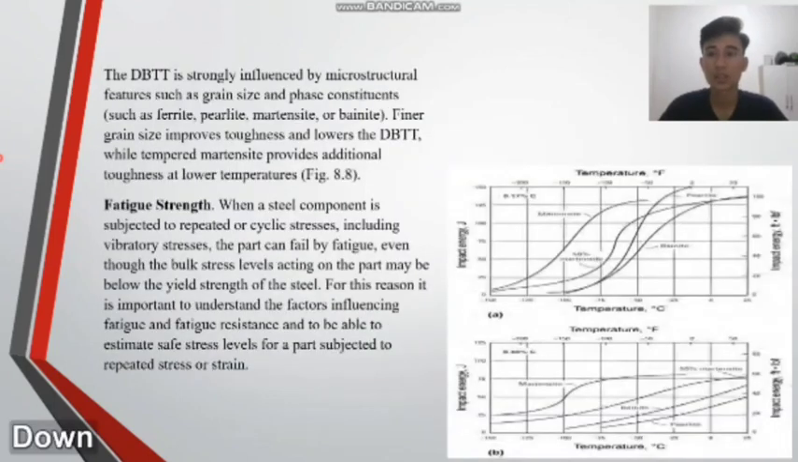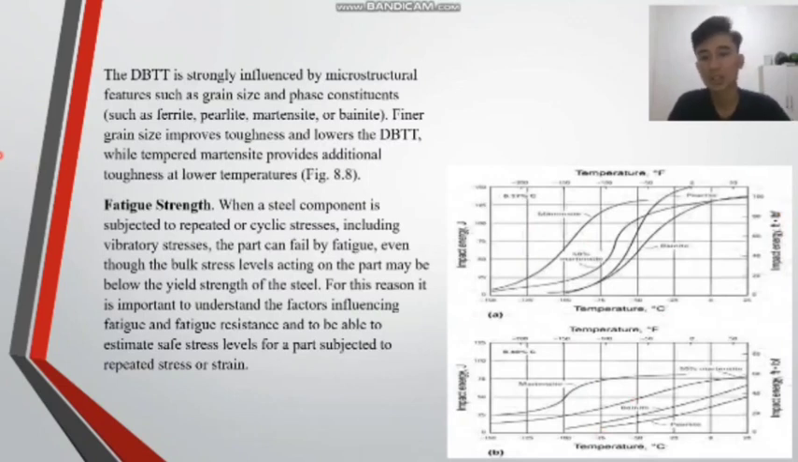Next, the DBTT is strongly influenced by microstructural features such as grain size and phase constituents such as ferrite, pearlite, martensite, or bainite. Finer grain size improves toughness and lowers the DBTT, while tempered martensite provides additional toughness at lower temperatures. Picture 8.8 Fatigue.